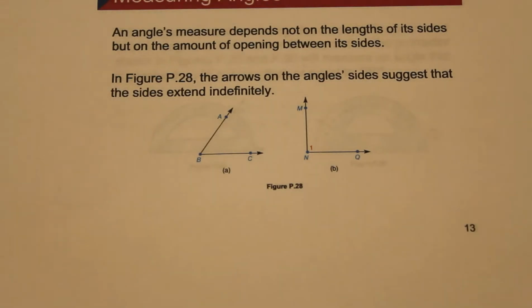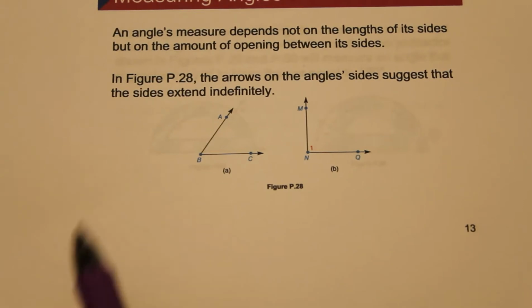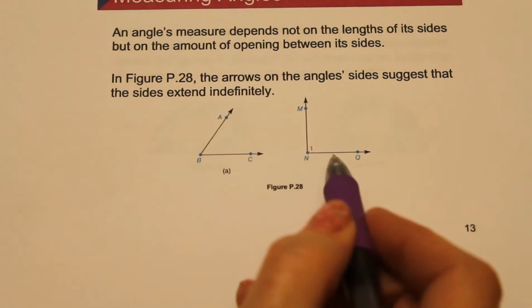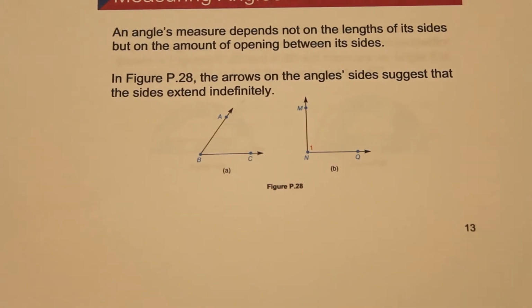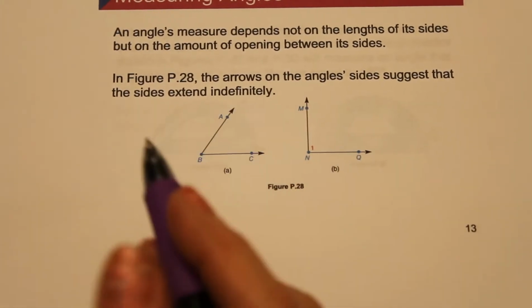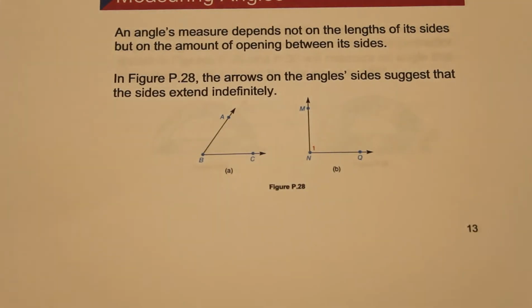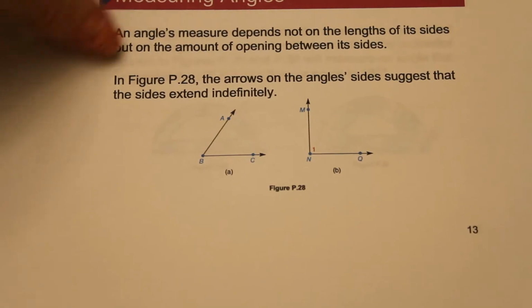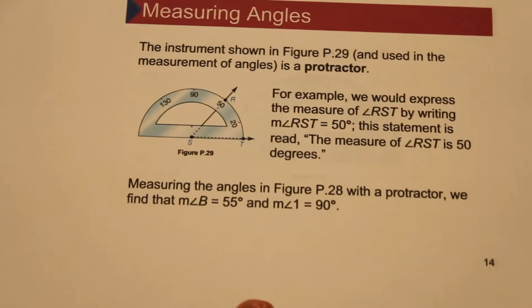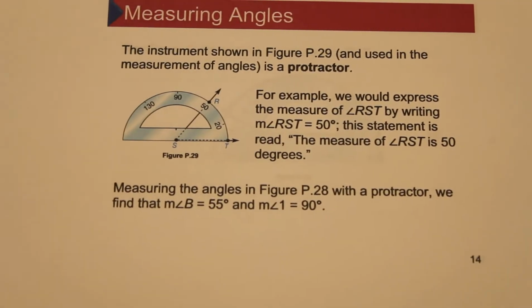Now let's talk about measuring angles. Now the measure of an angle does not depend on the length of the sides. The measure of the angle depends on the width or the measurement of the opening between the sides. And so we use a protractor to measure angles, and so I have an example of a protractor here.